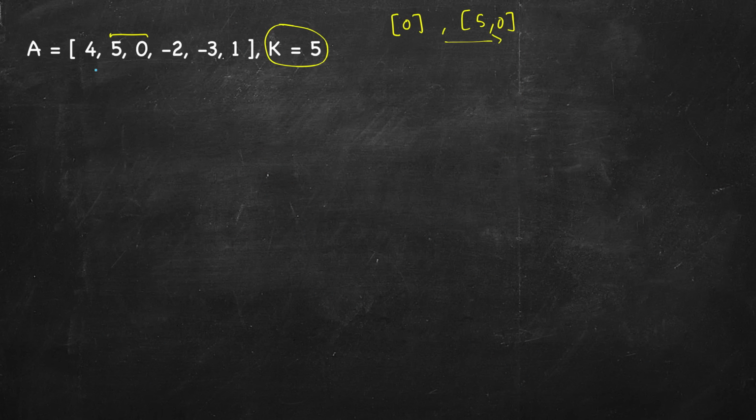So let's keep track of the running sum. I will write S here, and let's write the indices also: 0, 1, 2, 3, 4, 5. So till here the sum is 4. Here it's 9. Again 9. 7, 2 and 3. So let's verify again. 4, 9, 9. 9 minus 2 is 7. 7 minus 3 is 4. And this is 5.